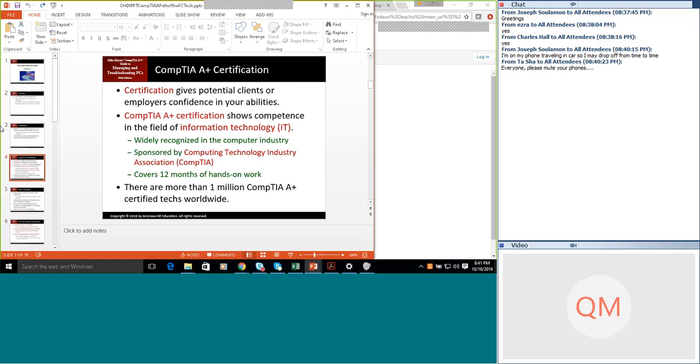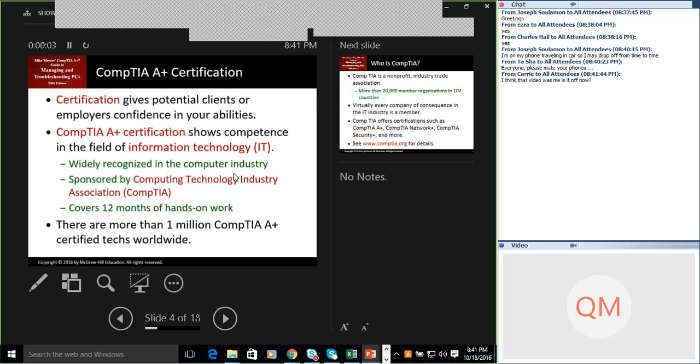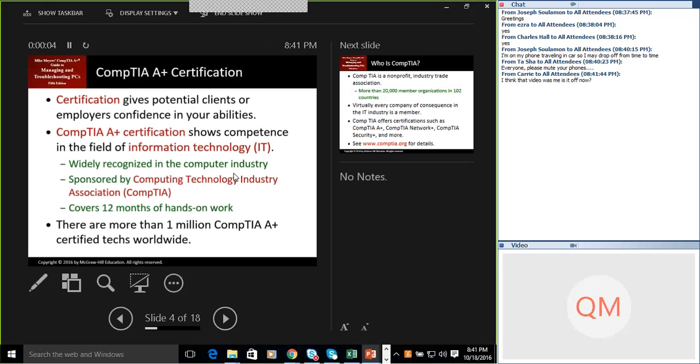So, the certification gives potential clients or employers confidence in your abilities, which is true. A lot of times, people, you can know it, and they're like, do you have your certification? Do you have your certification? More so than, do you have a degree? I try to explain to people that, especially in the technology field, a lot of the credentials that people look for are certifications versus a college degree.